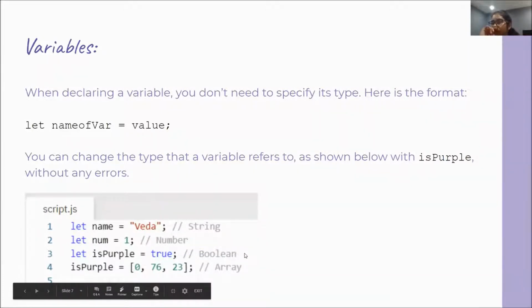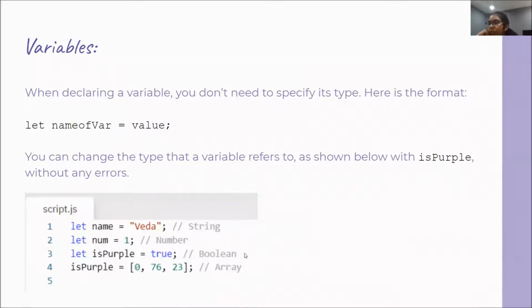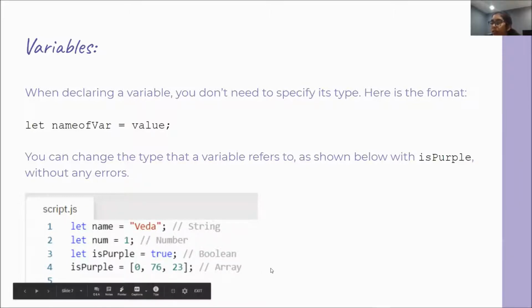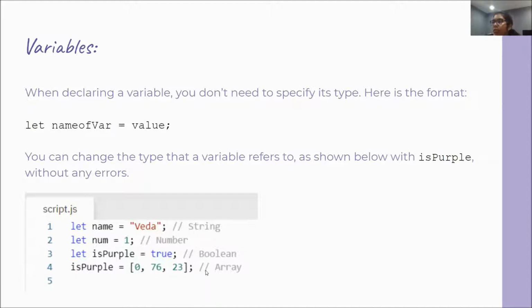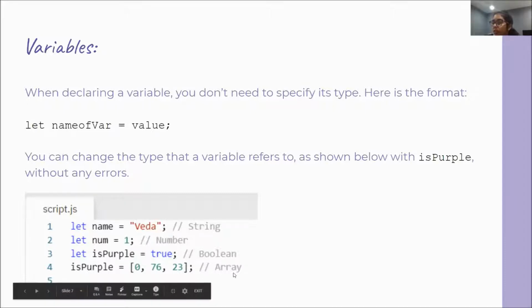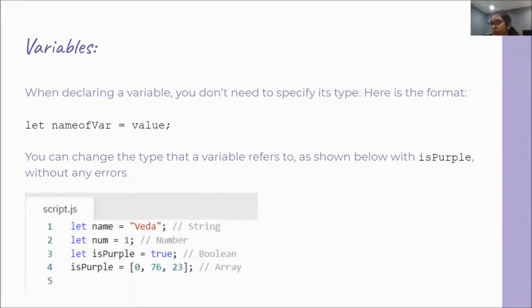But one thing different about JavaScript is that you can change the type that a variable is referring to without any errors. And you would get a lot of errors if you did this in Java, but you can see that isPurple was declared as a Boolean variable, but I immediately changed it to an array, and the code runs perfectly. Nothing changes. It's just that isPurple now refers to this array. So that's something to keep in mind. You have a lot more flexibility in JavaScript than you do in Java.